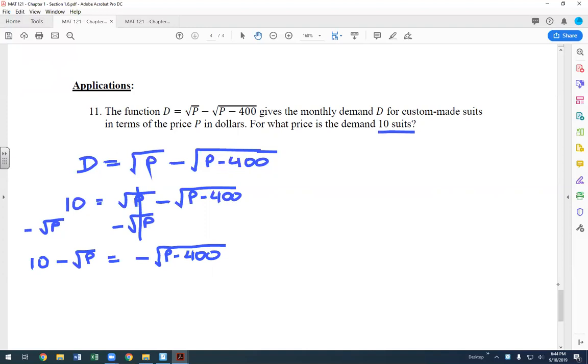Raymond? You sure? You had a look like you had a question. No? Okay. This is where, since I have isolated the square root of p minus 400 by itself, I will go ahead and square both sides of my equation.